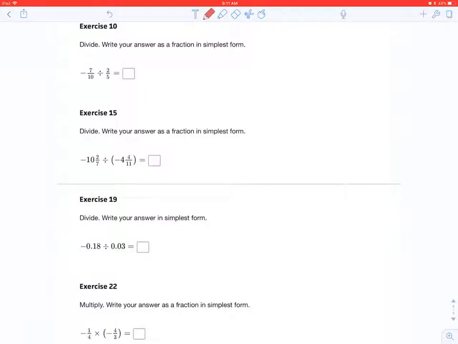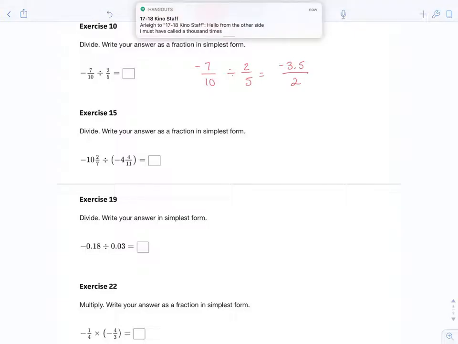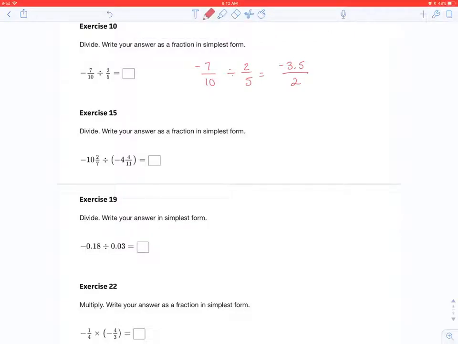Okay, exercise 10 is about dividing fractions. Now, we never divide fractions, and let me show you why. If we were to do -7 over 10 divided by 2 over 5, -7 divided by 2 is -3.5, and then 10 divided by 5 is 2, and now we have a decimal and a fraction in the same whole thing. We don't want to have a decimal in our fraction because that's kind of weird, because that -3.5 could also be written as -3 1/2, and we wouldn't want to put that over 2.